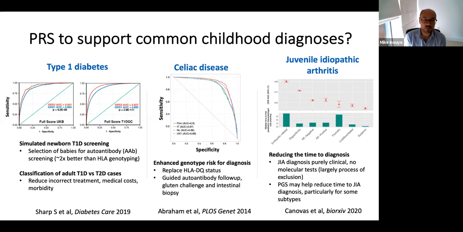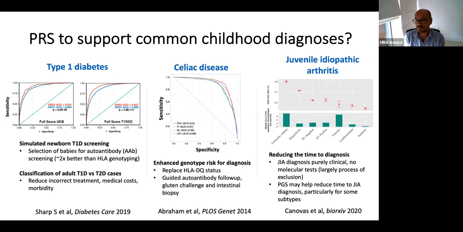And when you combine that with autoantibody screening, it shows promise, especially relative to what some of the methods people use now, which is HLA typing. It also appears to have potential in differentiating type 1 versus type 2 diabetes, which, especially in adulthood, is important because it can reduce incorrect treatment, medical costs, and corresponding morbidity.